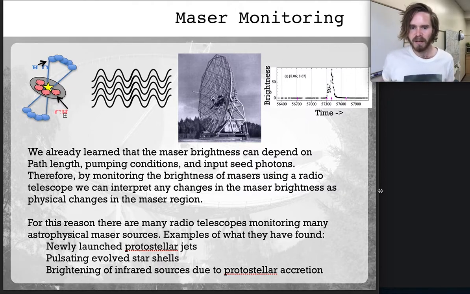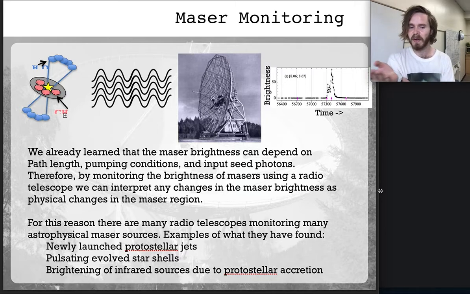For this reason, there are many radio telescopes monitoring many astrophysical maser sources, and some examples of what they have found are newly launched protostellar jets. So this is the water masers, right? If you got some jets, this is going to produce collisions, that's going to produce the water masers. Then pulsating evolved star shells. So we talked about the shells, like pulsating ones.